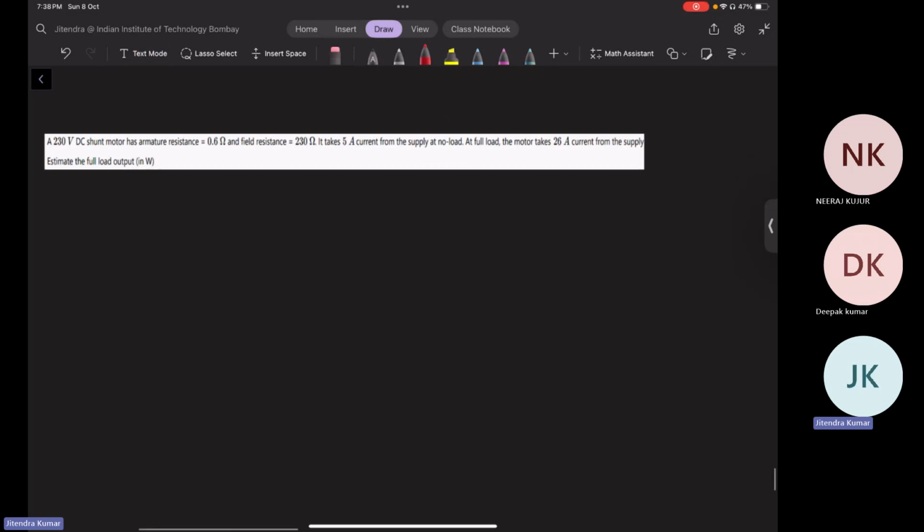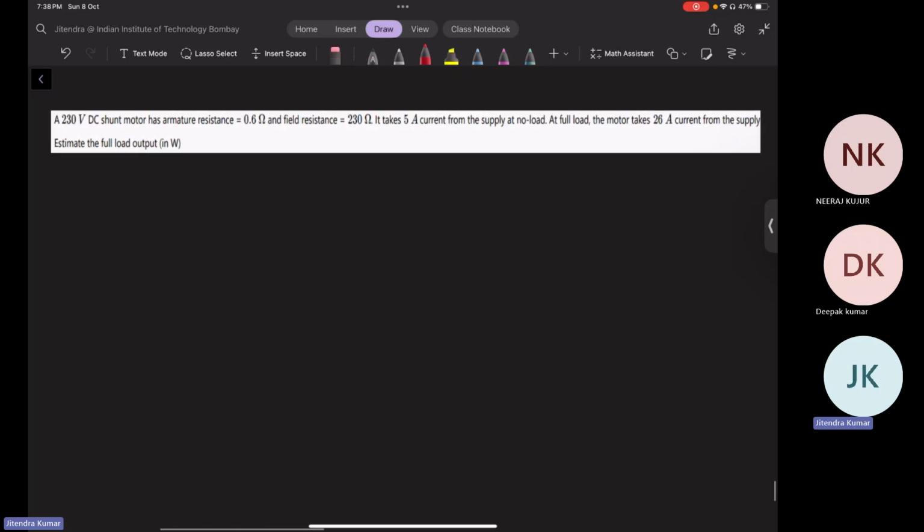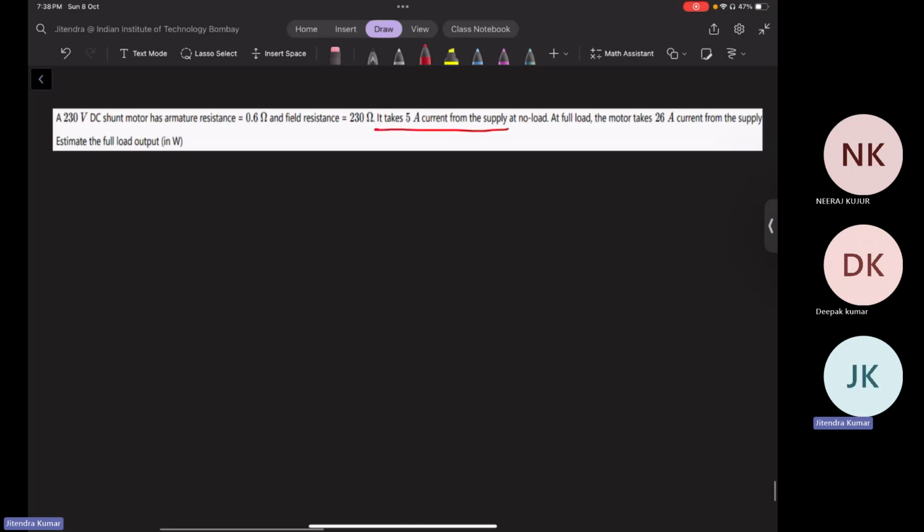Let us try to find out. I hope you are able to see the problem. Yes. So this is a DC shunt motor again. We are done with the series motor. With the DC shunt motor, we have armature resistance and field resistance given. It takes 5 ampere at no load condition. At full load, it takes 26 amps. We have to find out the power output at full load.